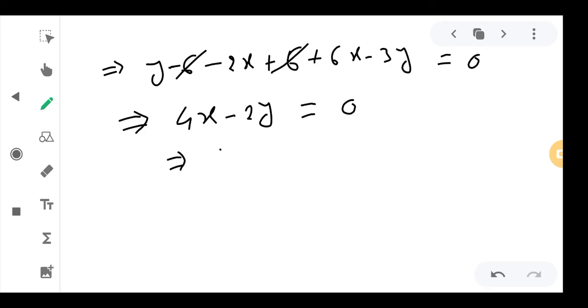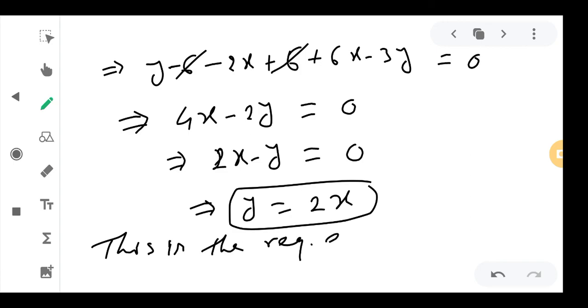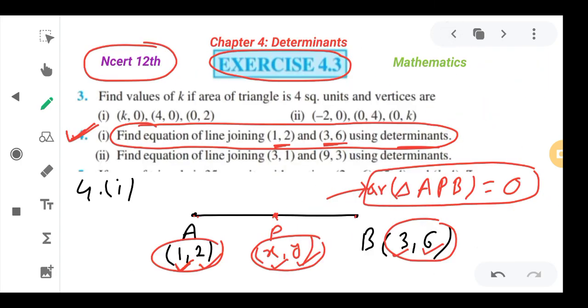So basically 4x minus 2y equal to 0. Taking 2 common, the equation will be y equal to 2x, and this is the required equation of AB. So that's it. This is the required equation we had to find in question 4. The first part is finished. I will give the solution of the second part in the next video.